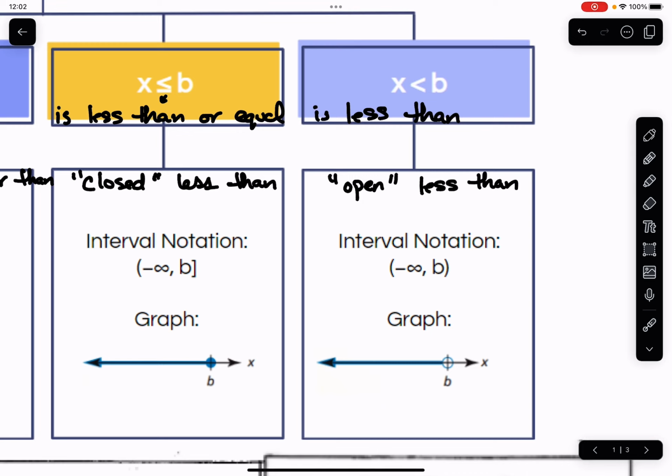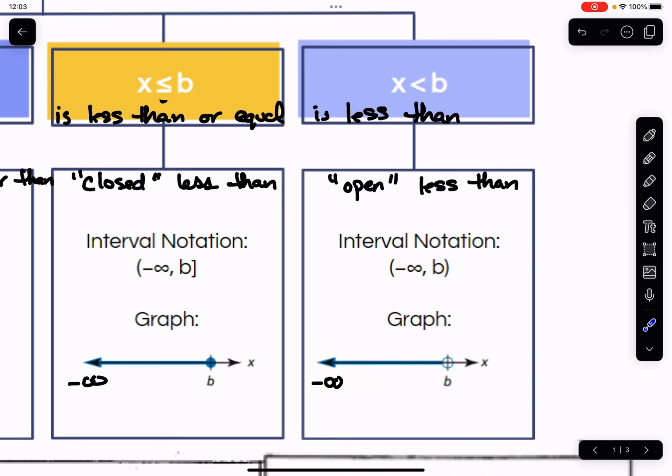Now, the endpoint in this situation is b. Notice how we represent this inequality as an interval. Since the values of x are going to be less than the endpoint b, we're pointing towards the left on a number line, which means the values are going towards negative infinity. They're unbounded towards negative infinity in both situations. B, being the endpoint, will be closed if we're using the equal sign, the closed inequality, and open if we're using the strict less than symbol.